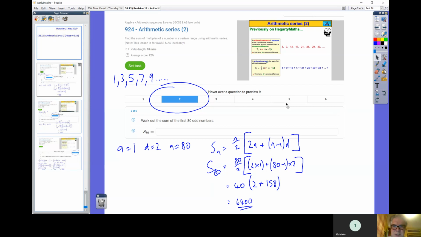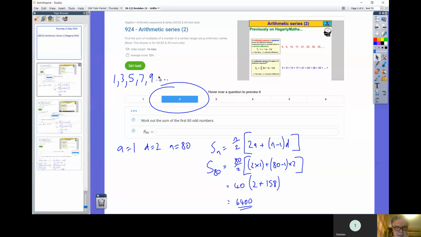I've done 3 questions as an example. You can see that Hegarty 924 just has 6 questions. Questions 1 and 2 are like this: work out the sum of the first 80 odd numbers. Just gather your thoughts, start writing out the odd numbers, and from that decide what your A, your D, and your N are.